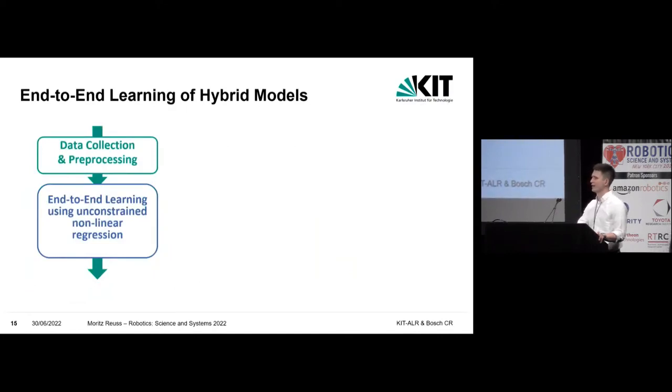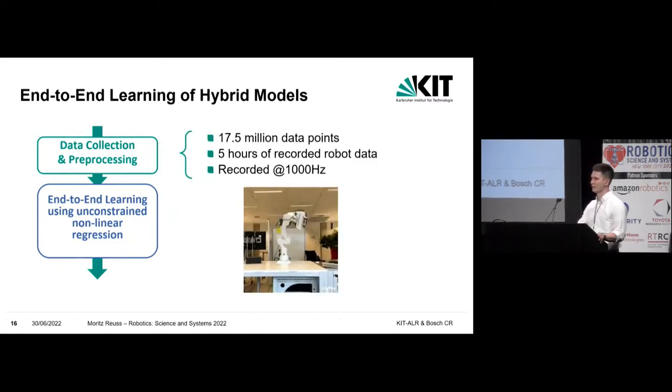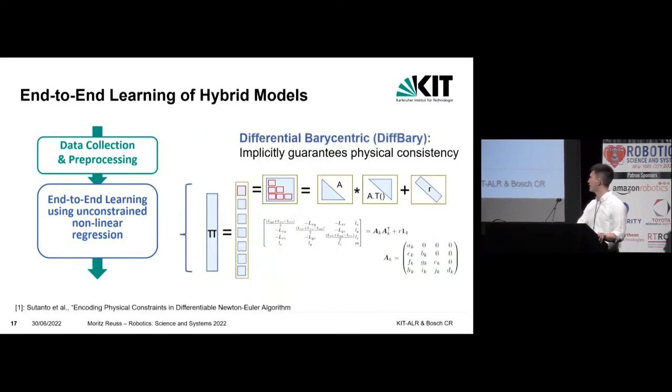First, for our experiment, we collect a large data set consisting of 17.5 million data points derived from using trajectories derived from optimal experiment design. We collect all our data on a real robot at 1000 Hertz in our lab. Second, we propose the differentiable barycentric parameters, an alternative formulation of the barycentric parameters, which can implicitly guarantee all conditions for full physical consistency. This allows us to use unconstrained optimization. We are now able to jointly learn all of our hybrid model parameters end-to-end using stochastic gradient descent methods while still maintaining all of the conditions implicitly.